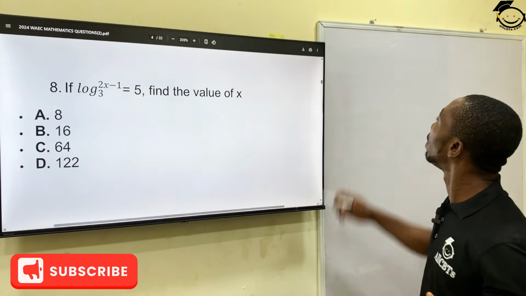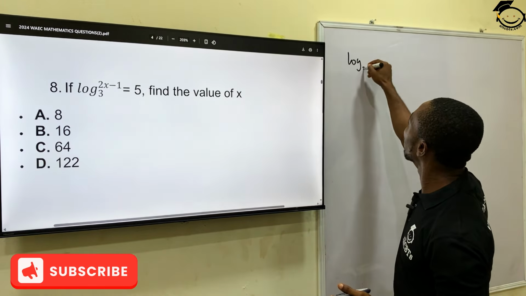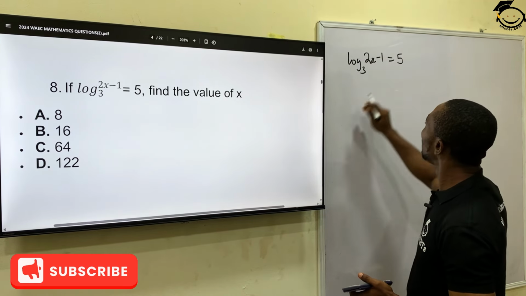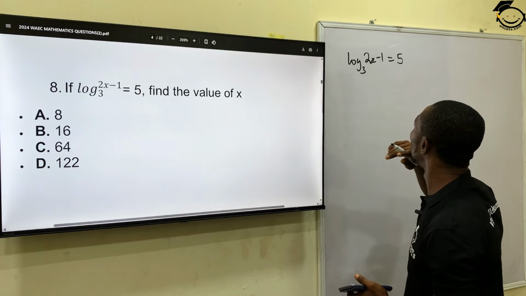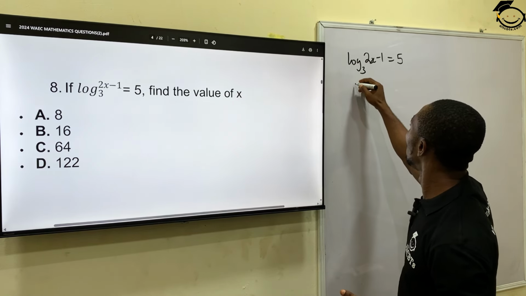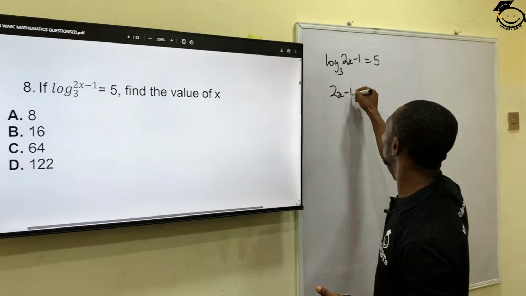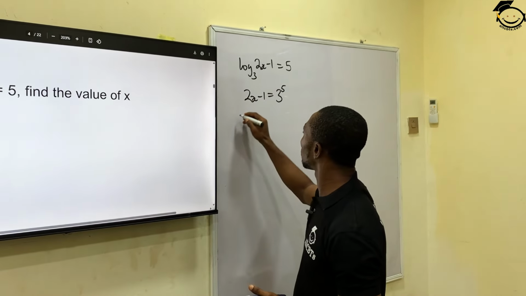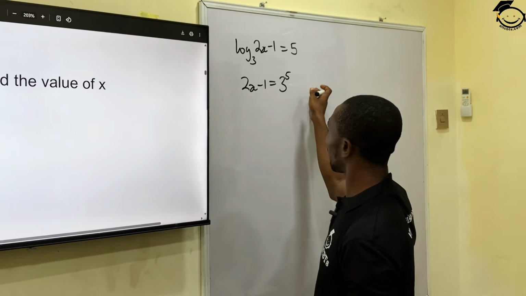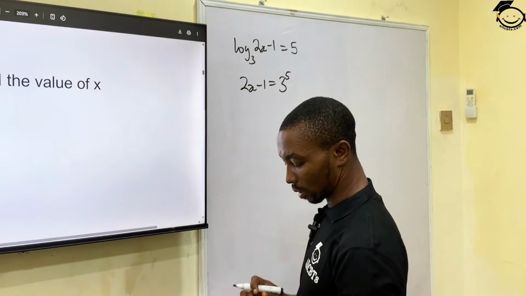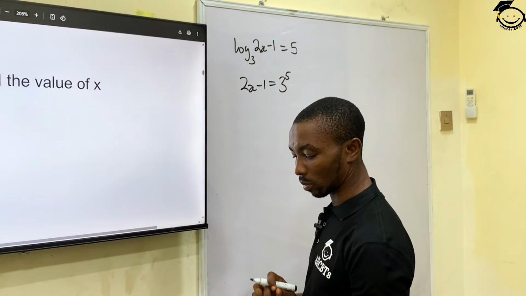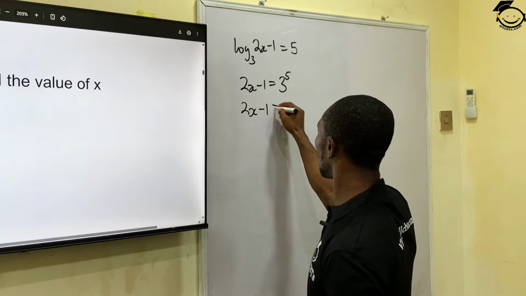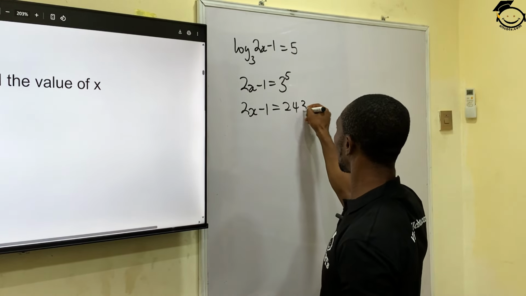Log to base 3 of 2x minus 1 equals to 5. If you apply a logarithm rule, this will give us 2x minus 1 equals to 3 raised to the power 5. And if we do 3 raised to the power 5, that is 3 in 5 places, that will be 3 times 3 times 3 times 3 times 3, which will give us 2x minus 1 equals to 243.